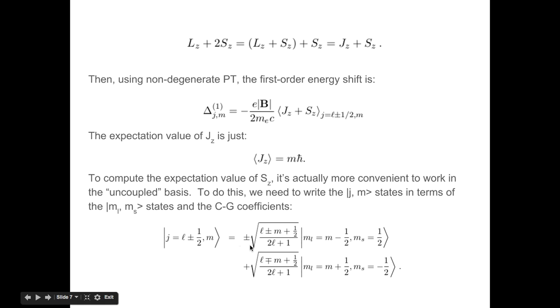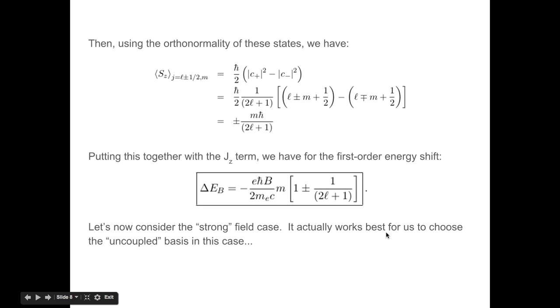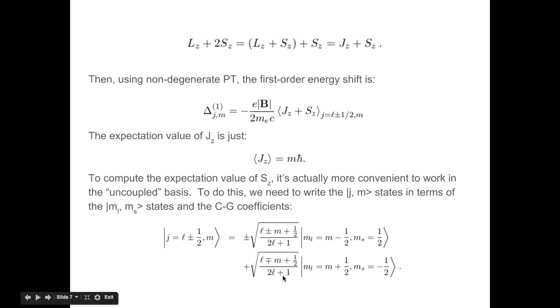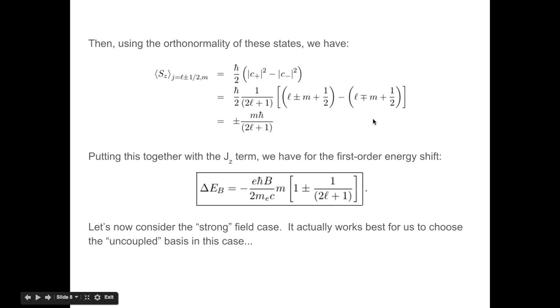But once you write that out, then this SZ operator can hit these guys, and it's going to pull out a ħ/2, right? And then you multiply everything out, and you use the orthonormality of those uncoupled basis states, and you find that the expectation value of SZ in the coupled basis looks like this, where these C's are just the factors out in front. And if you square them and simplify everything, you find that the expectation value of SZ is just mħ over this factor of 2L plus 1.